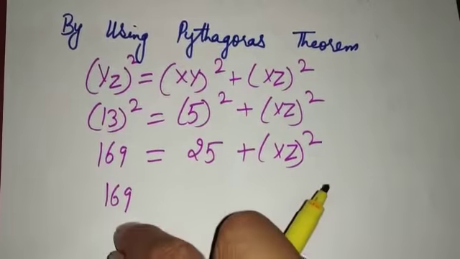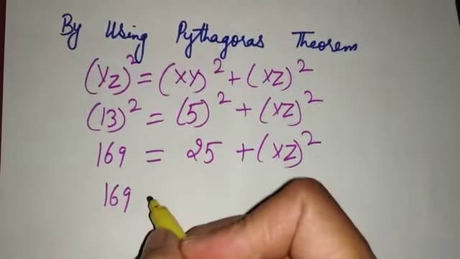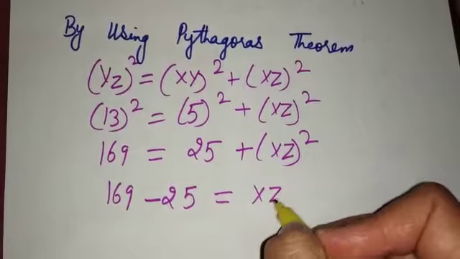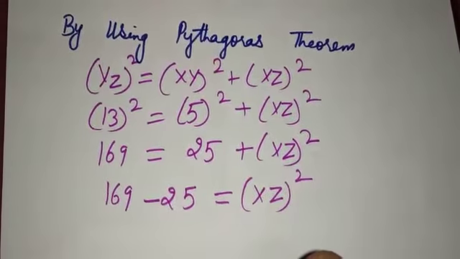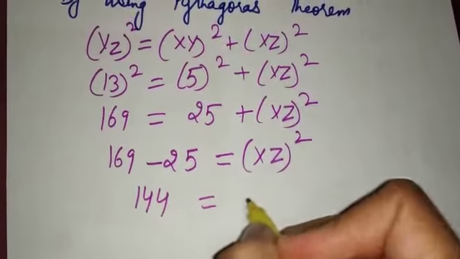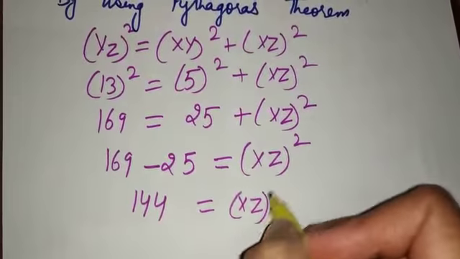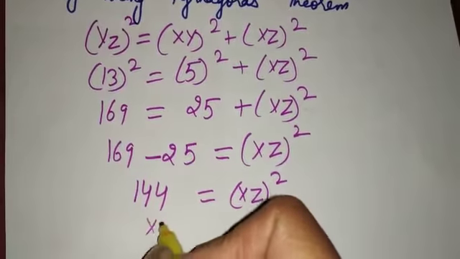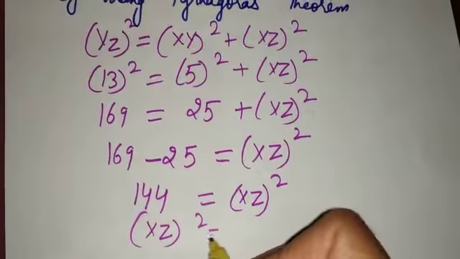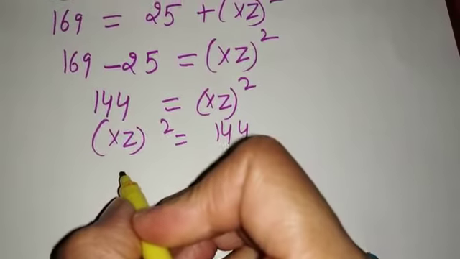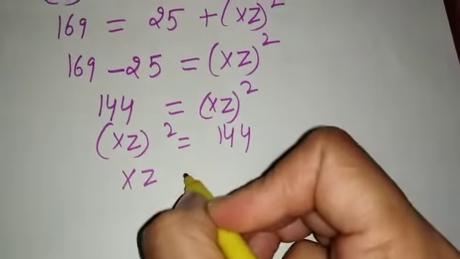When we shift this 25 to the left hand side, it becomes a subtraction. 169 minus 25 is equal to XZ square. So 169 minus 25 is 144, equal to XZ square. Now we can write this as XZ square is equal to 144. To find the value of this unknown side XZ, we will take the square root on both sides.